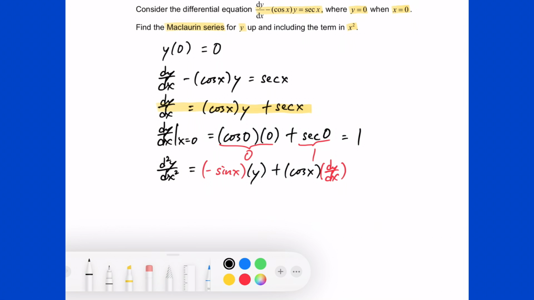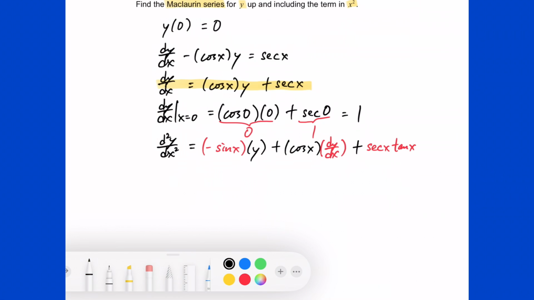Up to here, this is the outcome from the product rule. And then right now, we are going to differentiate the second term on the right hand side, sec x. Differentiating sec x, we will have sec x times tan x. Then in order to look at the case when x equals 0, we can substitute both x and y by 0 on the right hand side. But for this component dy/dx, from the previous step, we already know that when x equals 0, dy/dx equals 1.